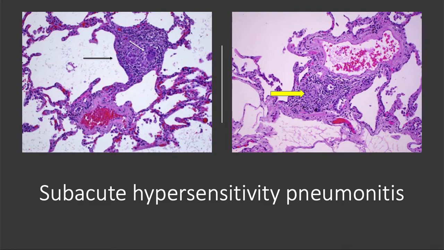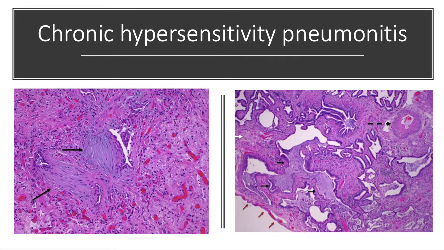The classic poorly formed granulomas are most commonly seen in the peribronchiolar tissue. Giant cells are usually present in conjunction with granulomas and often contain cholesterol clefts within their cytoplasm. Histopathology in chronic hypersensitivity pneumonitis consistently shows chronic bronchiolitis with varying degrees of patchy fibrosis, fibroblastic foci.